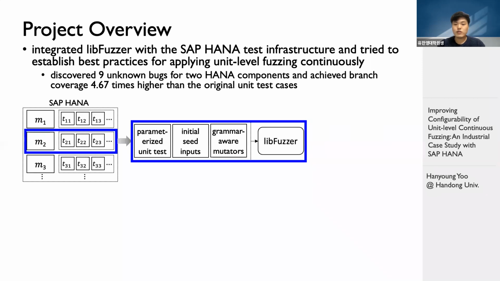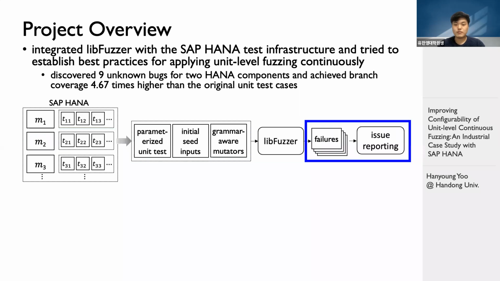As a first part of our project, we systematically established test drivers for each module in this way. We grouped existing unit test cases by target function and analyzed all inputs to identify unique behaviors. Based on that, we constructed parameterized unit tests, and the inputs are collected as the initial seed corpus. We constructed grammar-aware mutators to specifically target each module.